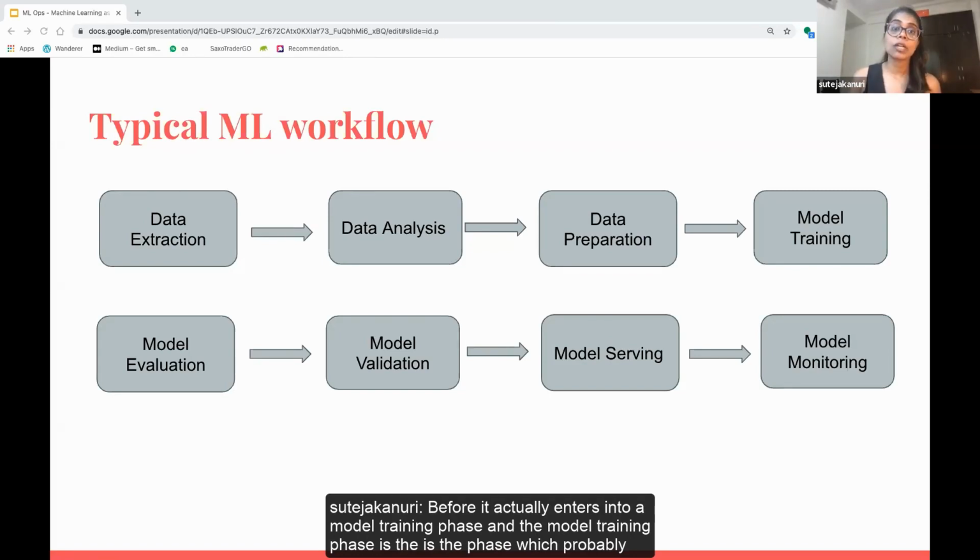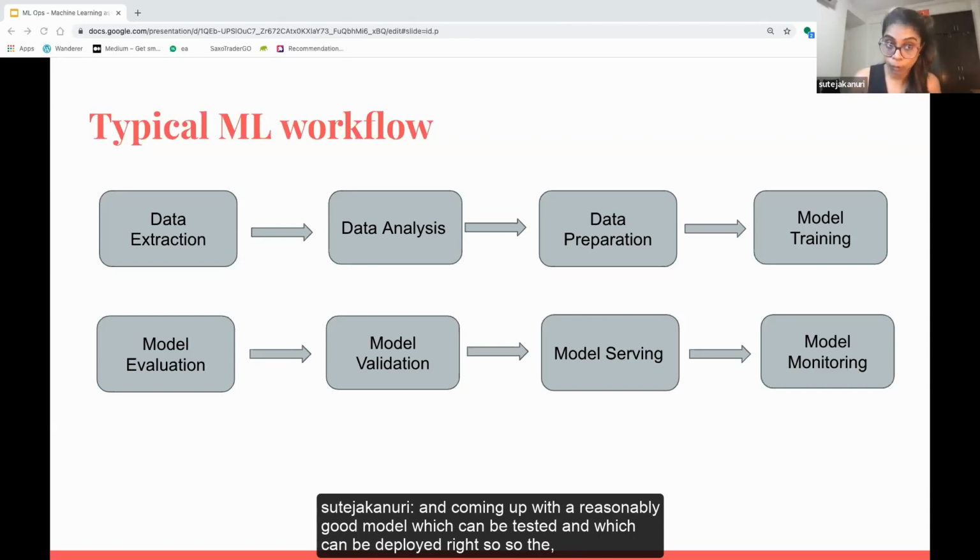And the model training phase is the phase which probably everyone is aware of, which is choosing the right machine learning algorithm, choosing the right hyperparameters, figuring out which combination works for the data set that we have chosen, and coming up with a reasonably good model which can be tested and which can be deployed, right?